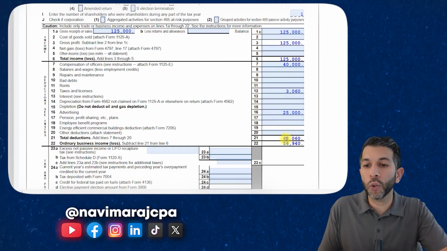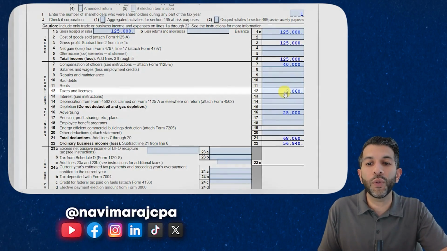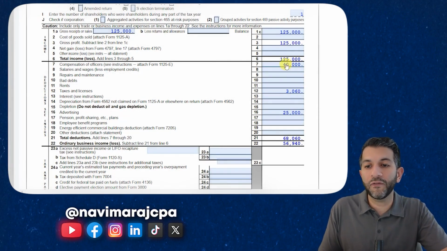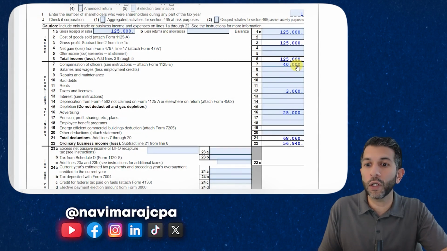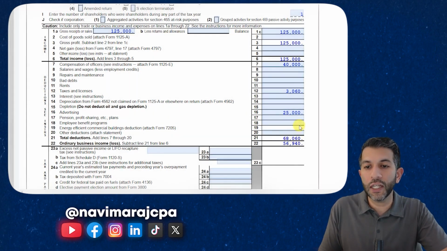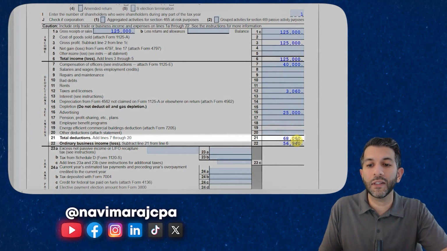Anyway, your total deductions, if you add up the $40,000, which is the amount you paid yourself, the $3,060, which is the employer portion of the FICA taxes on this 40 grand, that's 7.65%. If you want to recompute that math for yourself, 7.65% of 40 grand is $3,060. And then we have $25,000 in advertising expenses. So our total deductions, if we add lines 7, 12, and 16, is $68,060.